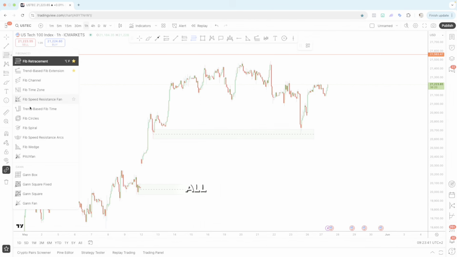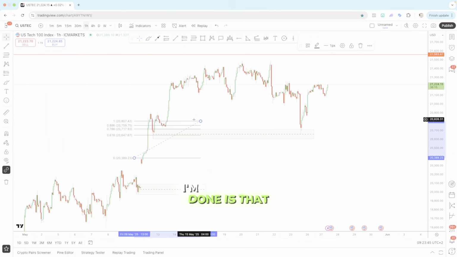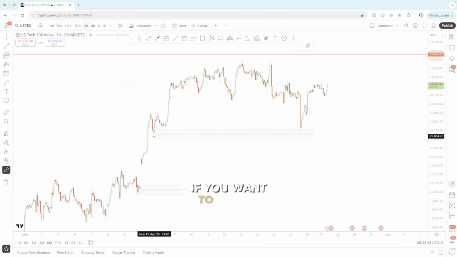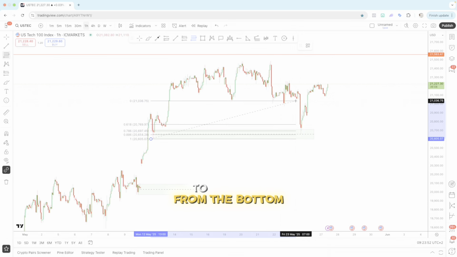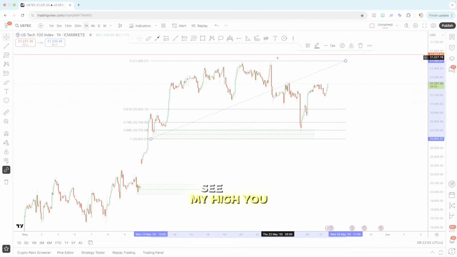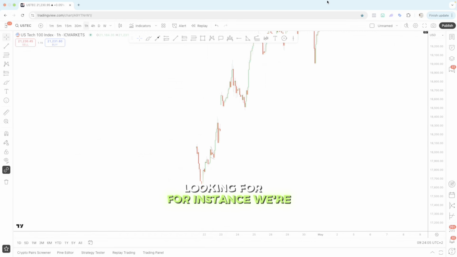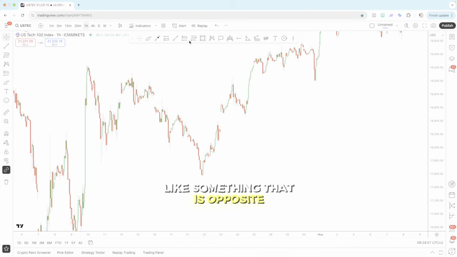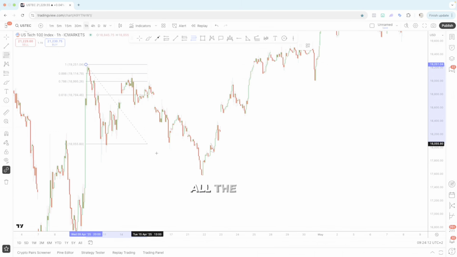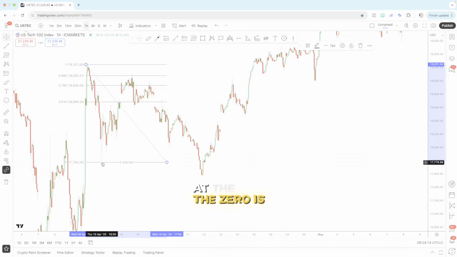Here it is, all the tools are here, literally all the Fibonacci tools. I'm just going to open it up and take it all the way from the bottom. Mind you, if it's an upward trend, we take it from the bottom to the high. This is my high, this is my low. Let's say we're looking for a sell, something opposite. When I'm looking for a sell, I take it from the high all the way to the low. Then the 0 is at the low, the high is at 100%, and here you can see it retrace to the 88.6 level.